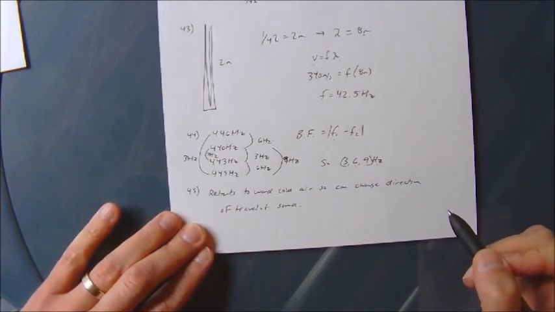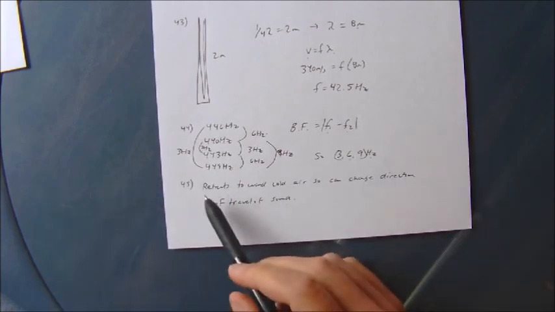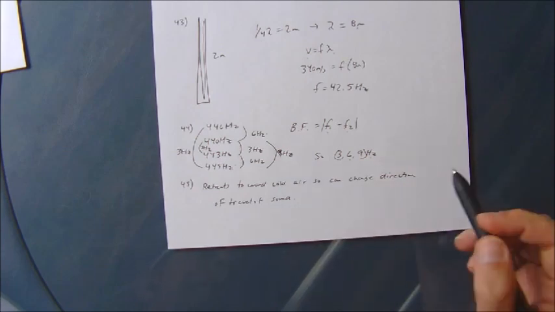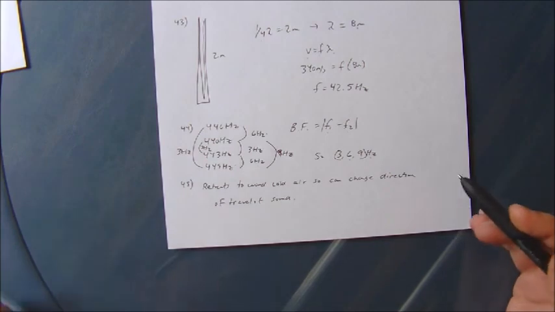Last one, 45. We've already kind of discussed this one a moment ago, but sound refracts towards cold air, so it can really change the direction sound is coming from. If you have warm and cold air, it becomes a little bit weirdly directional.